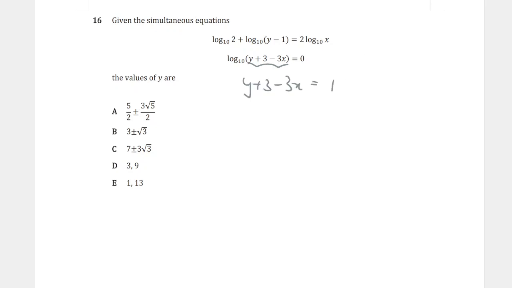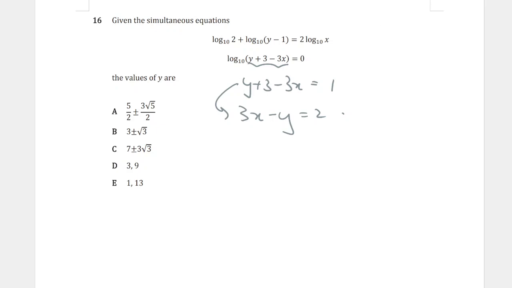If you want to be rigorous, then technically this is 10 to the power 0, and 10 to the power 0 is 1. Good. So my first equation is 3x minus y equals 2. Great, so the equation down there was quite chill. How about the equation on top? What's going on there?